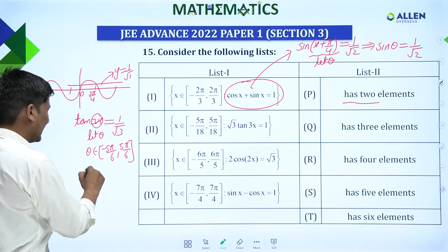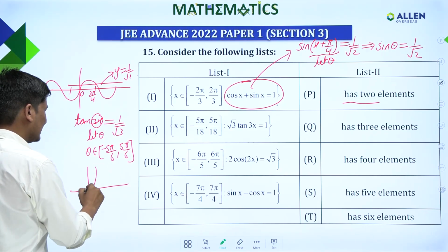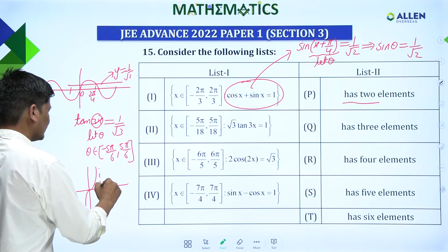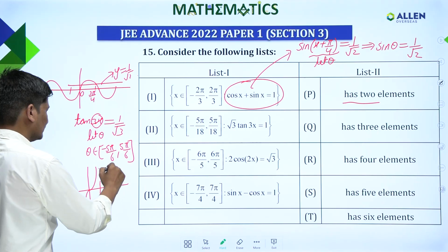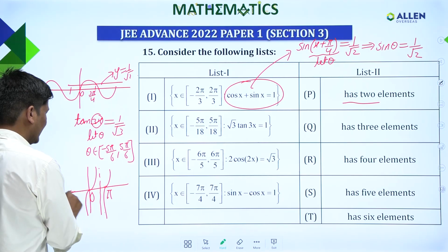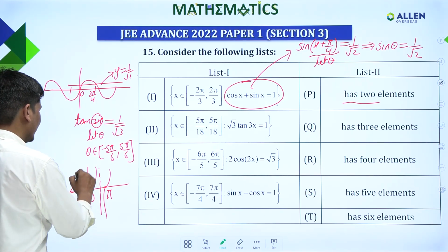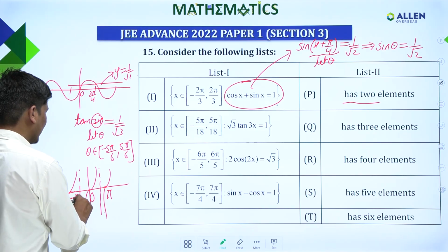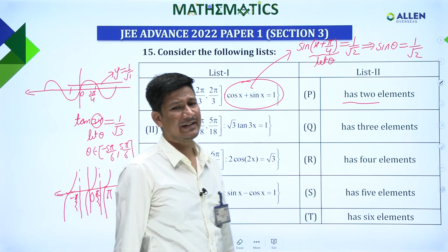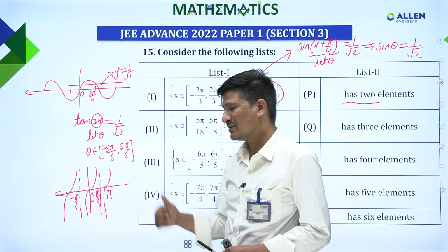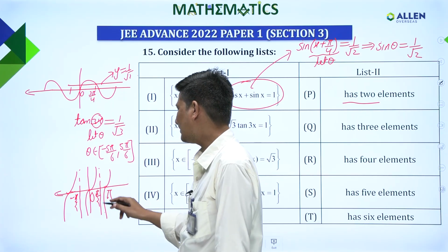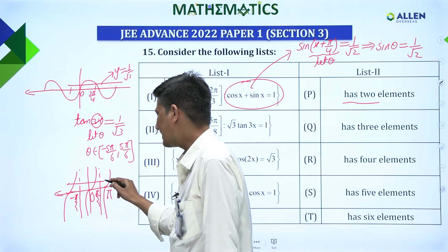So if you draw the graph of tan x like that, that is the pi by 2, that is 0 and pi by 2, and that one is pi. Similarly, for the negative part we can draw the graph like that, with minus pi by 2 and pi by 2. Now see, in the given interval minus 5 pi by 6 to 5 pi by 6, the line y is equal to 1 by root 3 cuts the graph at exactly 2 points.